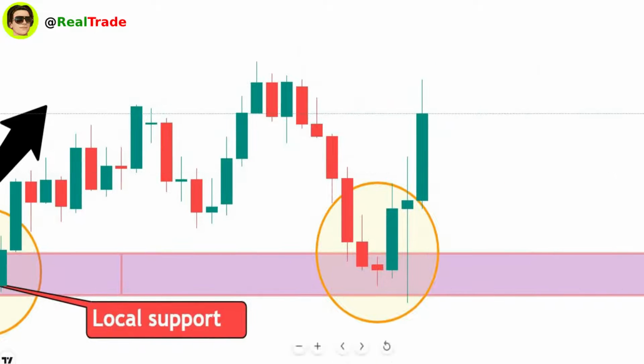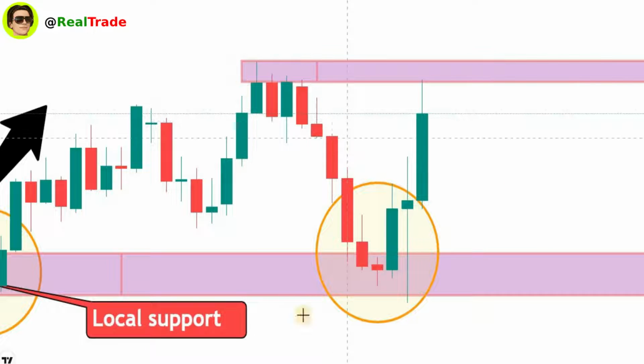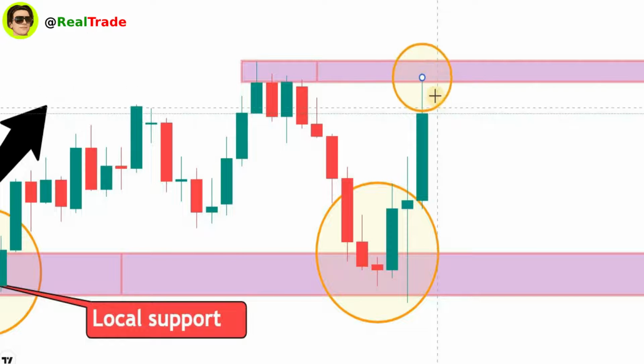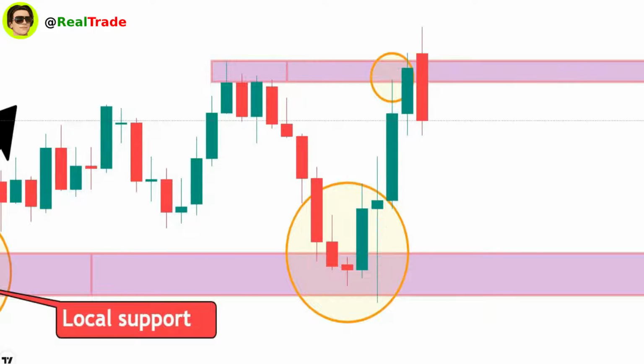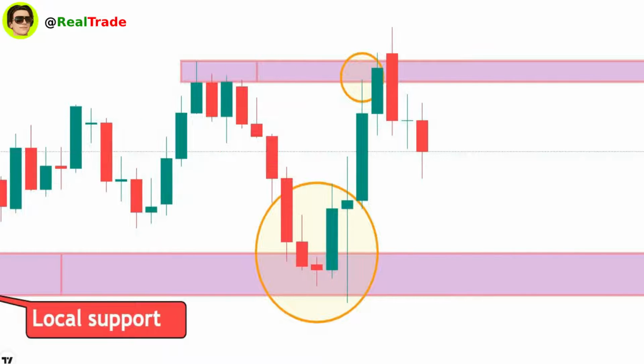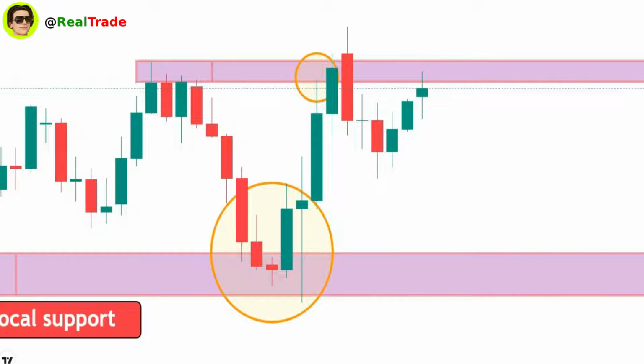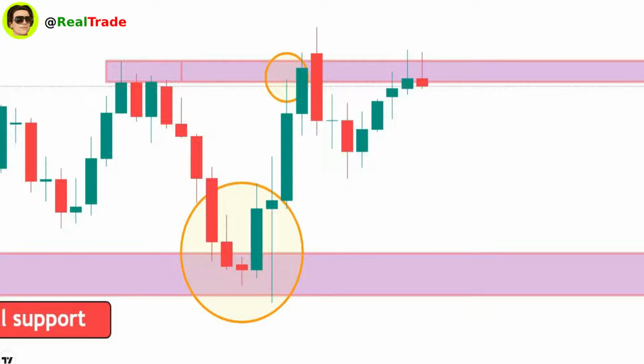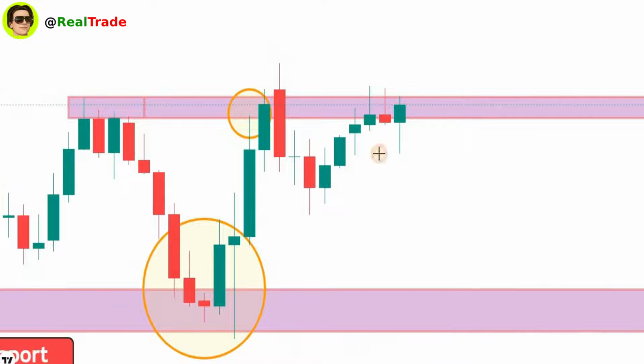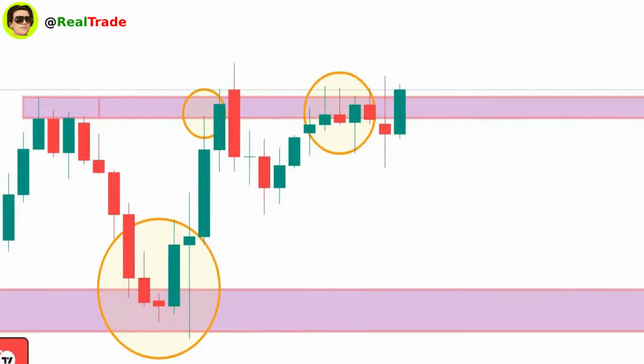Yes. Local support is important. Return price at local support and go to local resistance. This area, look at the mouse, is local resistance. Local support, go local resistance. This candle is a third line candle, sell candle, red candle.